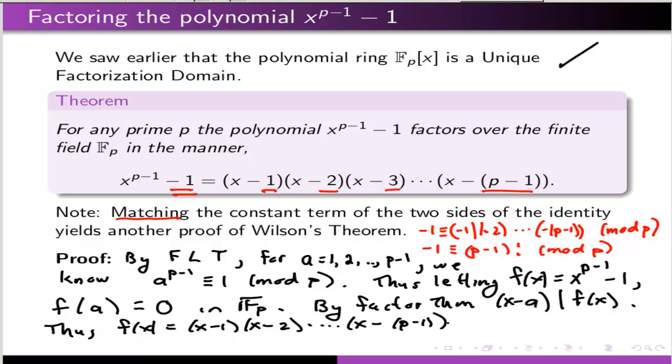And then a priori there could be an additional g of x sitting here, right? We just know that these are factors and there could be some additional polynomial. But then you just examine the degrees. The left-hand side is of degree p minus 1 to begin with, and the right-hand side has p minus 1 factors right here. So g of x has to be a constant, and then equating the leading coefficients, which is 1, we get that in fact g of x has to equal 1. I'll just cross it off like that, and that completes the proof.